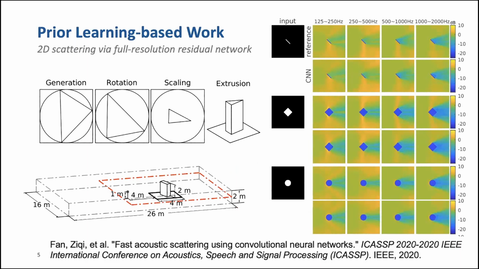Recently, Fan et al. created synthetic 3D objects by extruding 2D sketches and computed the 2D loudness field slice around the pillar-like object. Then they used a full-resolution residual network to predict the scattered field from the 2D sketch image input. Inspired by this work, we decided to propose our solution to a more general 3D scenario.